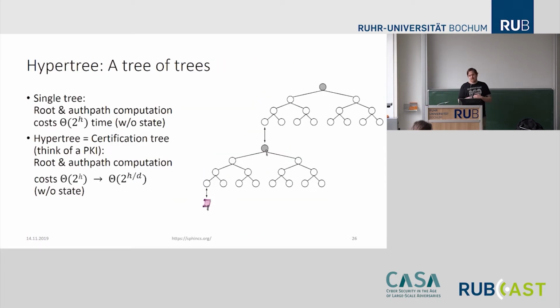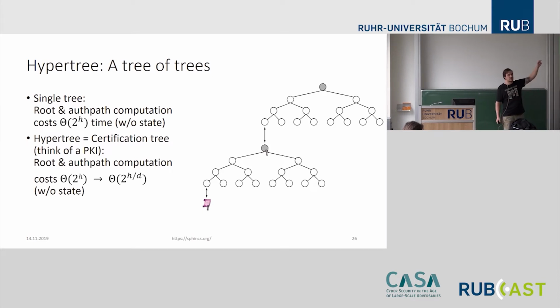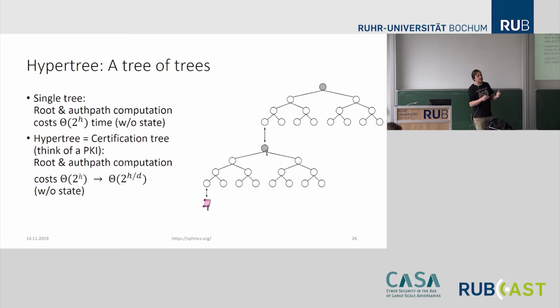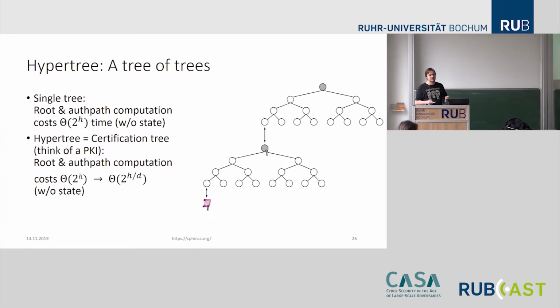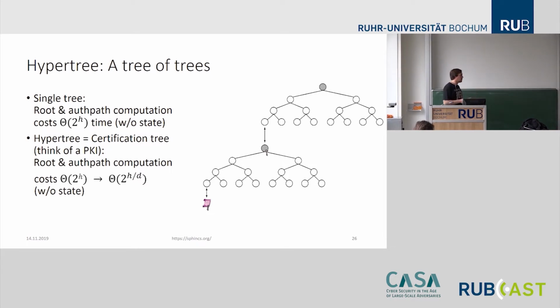Now, if you want a key pair with which you can do a lot of signatures, then you have to note that during key generation, you have to compute the root. So if you want, for example, a key pair that can do something like 2 to the 60 signatures, then if you do this with a single tree, you have to do 2 to the 60 one-time key pair generations. That's like, if you don't have the whole Bitcoin mining network at your disposal, this will take forever. So one way to deal with this is you build what we call a hypertree, which is essentially a certification tree.